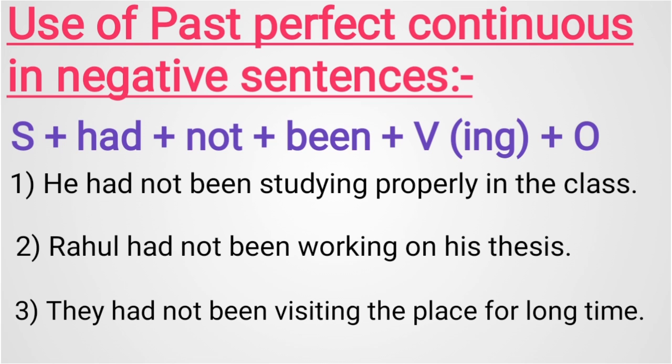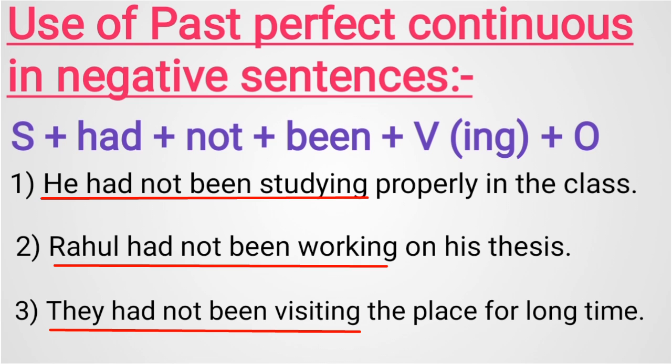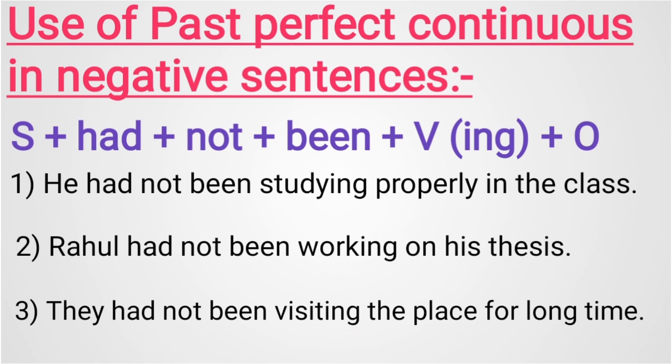You can notice that I used the proper structure in the examples. After subject, I used had, then not, then been in every sentence. So don't ever forget that you have to place not between had and been in the negative sentences of past perfect continuous. So I hope you understood very well how to make negative sentences of past perfect continuous tense.